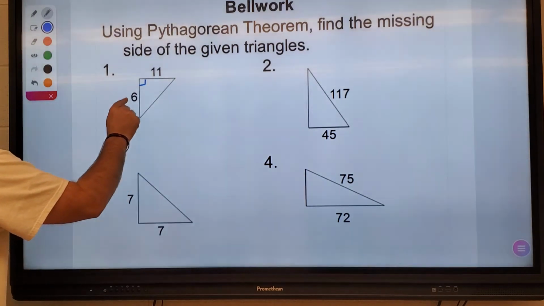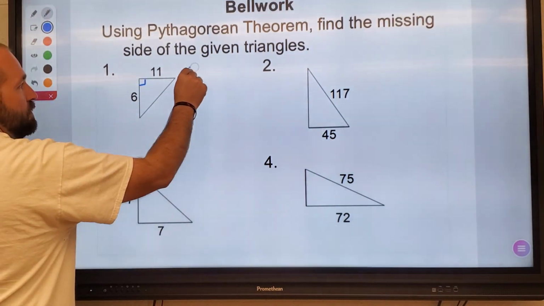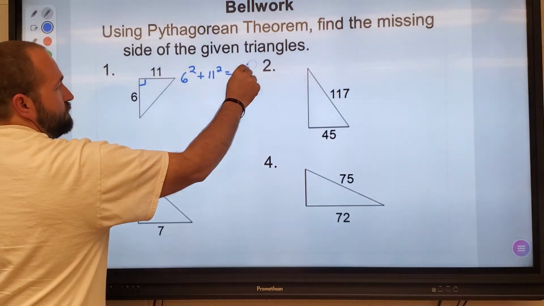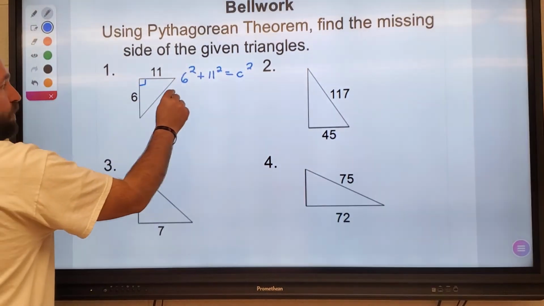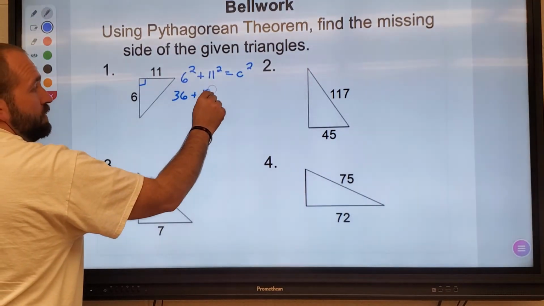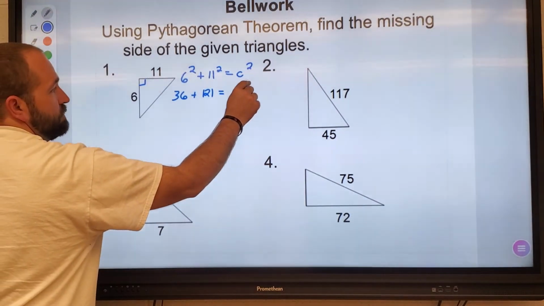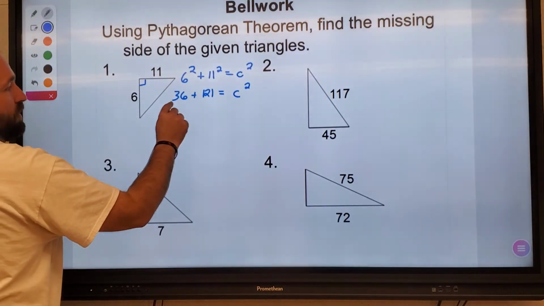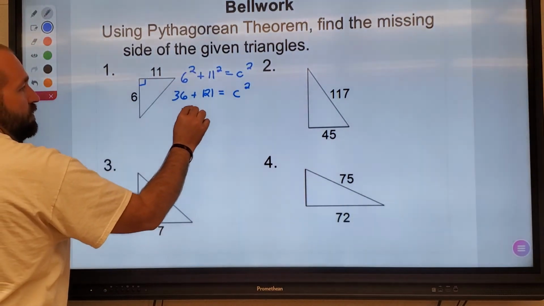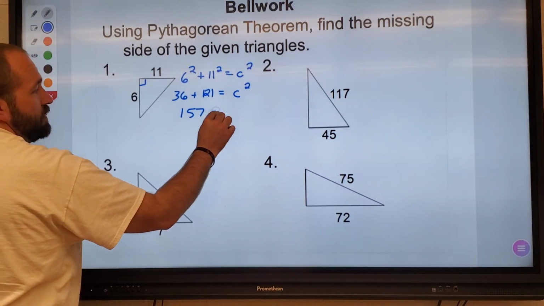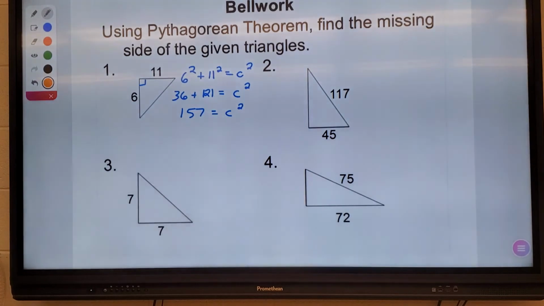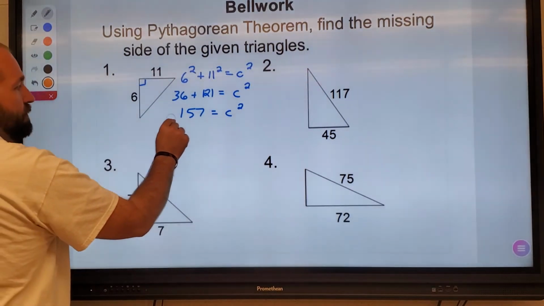So 6 squared plus 11 squared equals C squared. 6 squared is 36 plus 121 equals C squared. If you add 36 and 121, we get 157 is C squared. And again, we're trying to solve for C, so we have to take the square root of both sides.